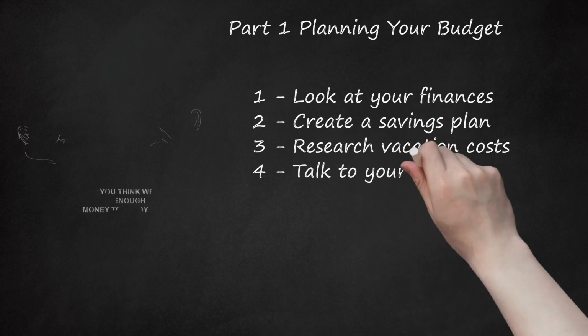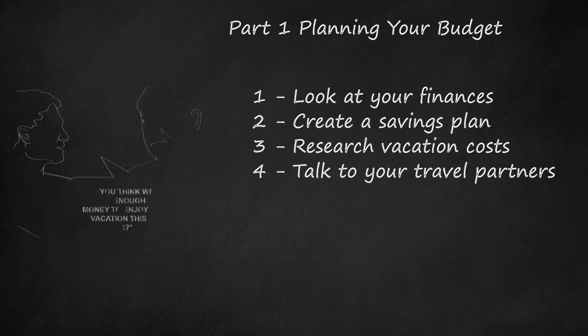4. Talk to your travel partners. Discuss vacation plans with your friends, family, colleagues, or other travel partners. You should discuss the feasibility of a vacation, whether you want to take a domestic or international vacation, and the kinds of things you want to do on your vacation.